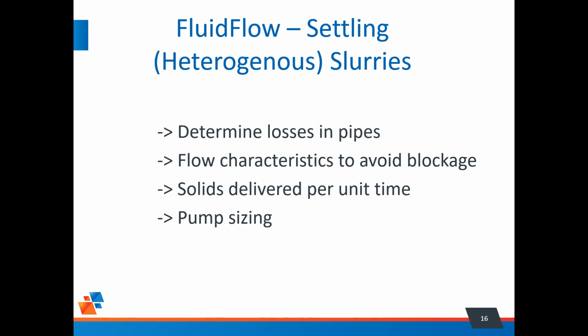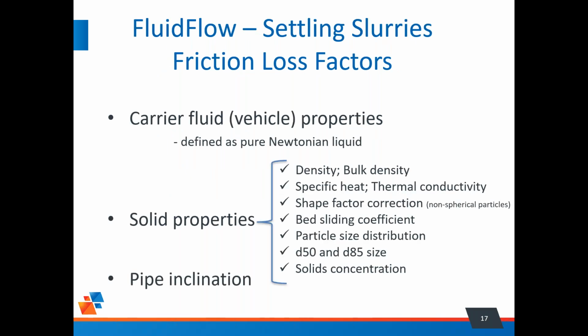What's important here is that we first of all need to figure out if the slurry is a settling one or a non-settling one. So solid characteristics that are accurate are going to be important here. To determine the friction losses, there are some factors in play. The fluid properties, which are going to be defined in the fluid database as a carrier, as a pure Newtonian liquid. The solid properties, and there are some thermal properties of the solid that could be interesting as well.